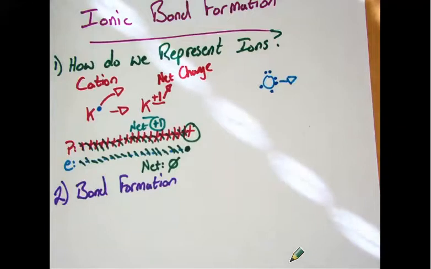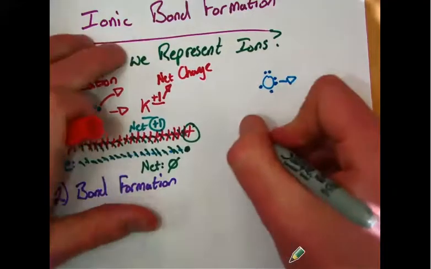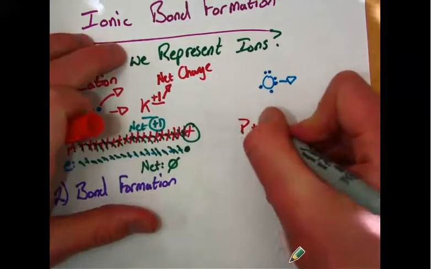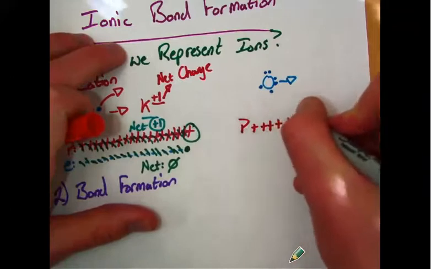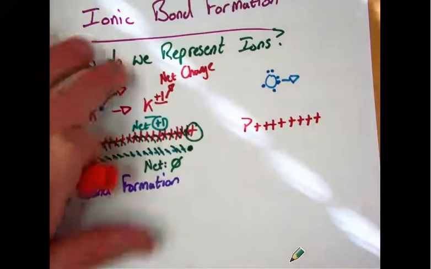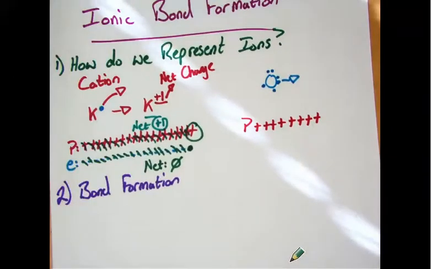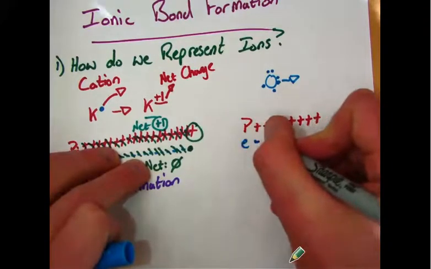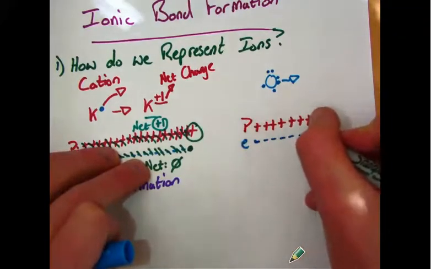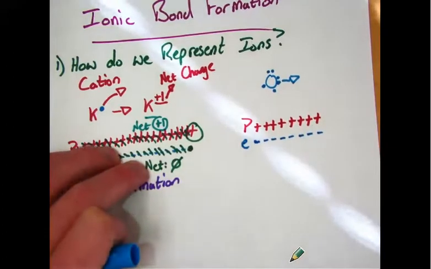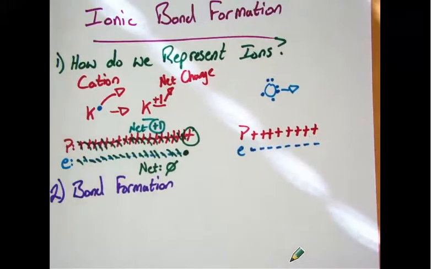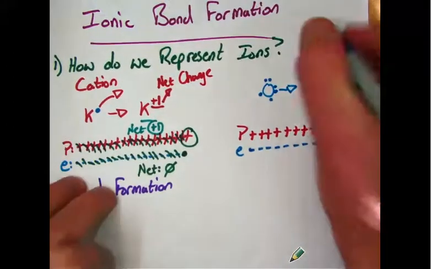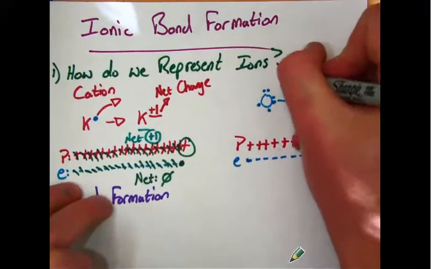Inside of the nucleus, we have 8 protons. 1, 2, 3, 4, 5, 6, 7, 8. Around the nucleus, we have 8 electrons. 1, 2, 3, 4, 5, 6, 7, 8. Now, this oxygen is not happy. It wants to have a full outer shell. So we need to take 2 electrons from somewhere.